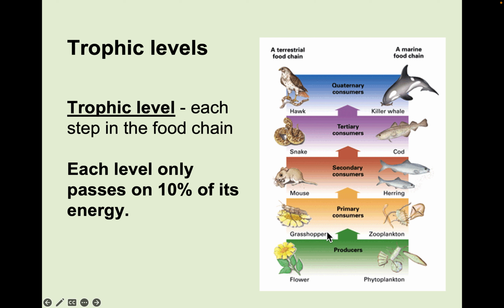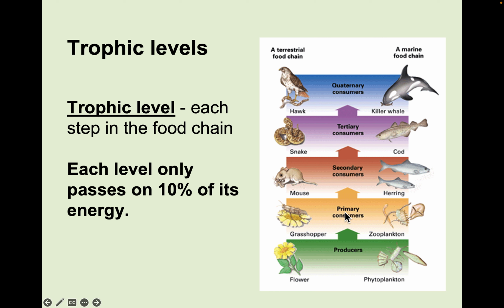So it always starts with a plant. This one on the left side is a land version. This one is the ocean version. But it always starts with a plant, something that can do photosynthesis. It's got to get the sun energy. They are called the producers.